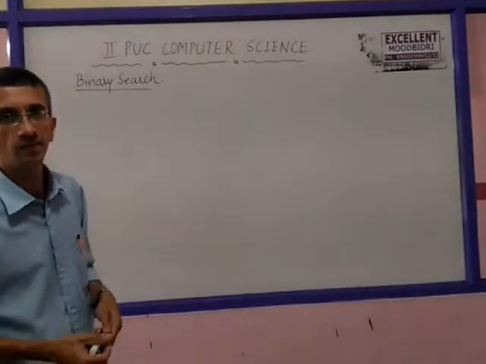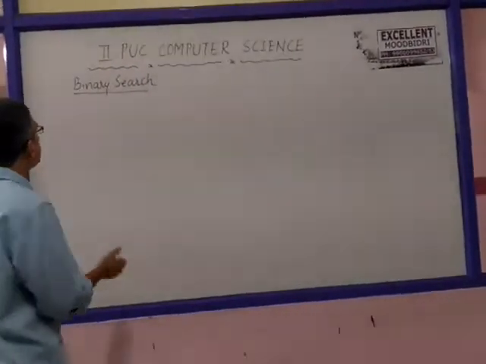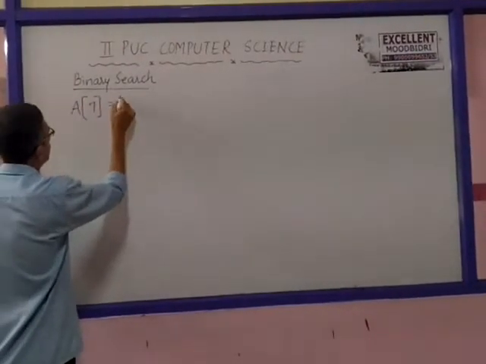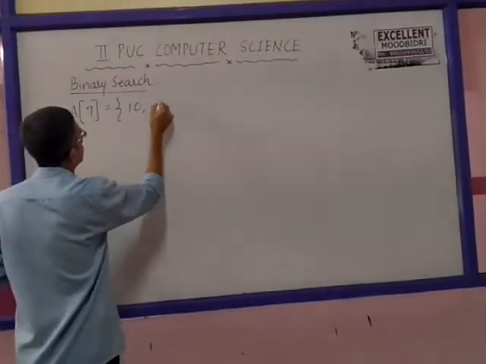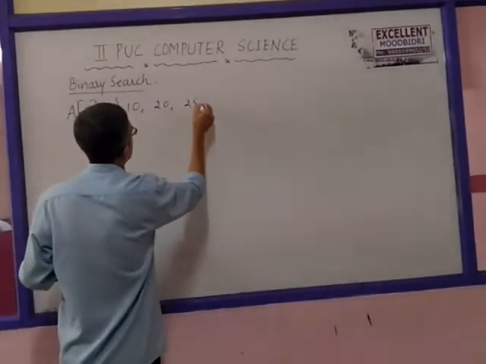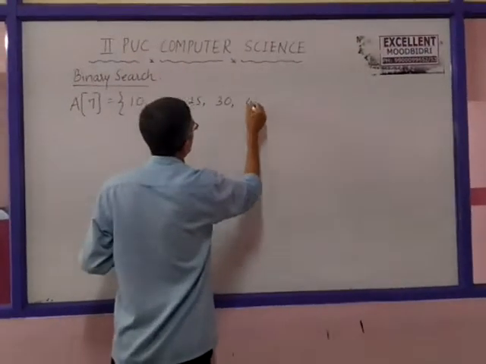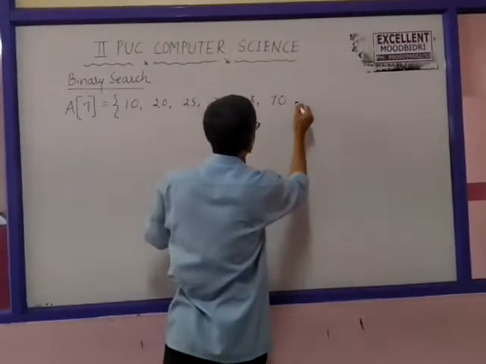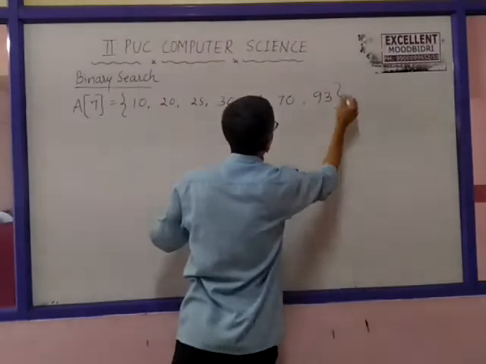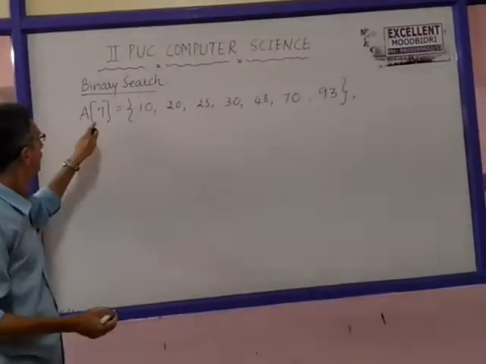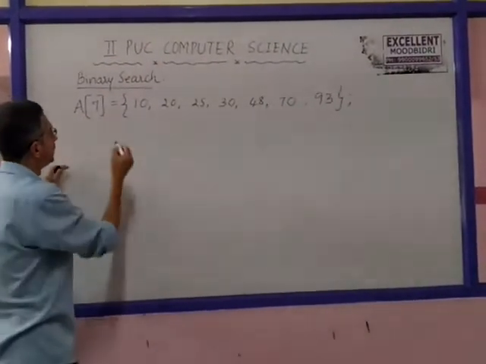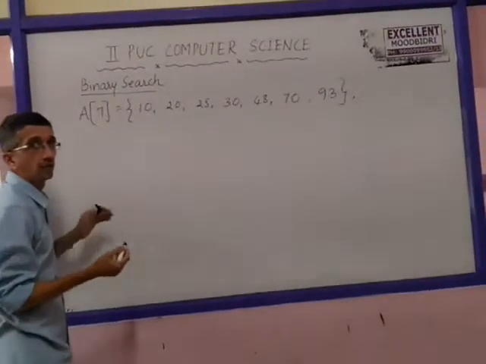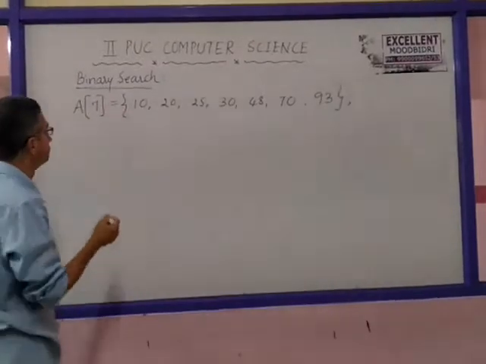Let us see this binary search using an example. Consider A of 7 equal to 10, 20, 25, 30, 48, 70, 93 as the 7 items. Right? A of 7, n is 7. So this is the lower index 0, 1, 2, 3, 4, 5, 6.